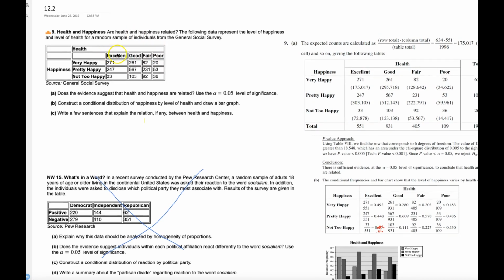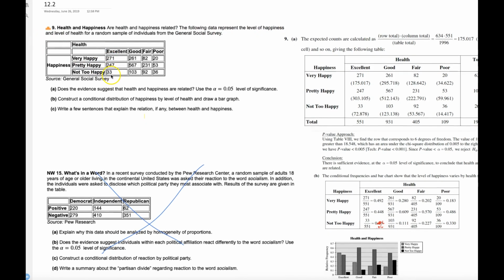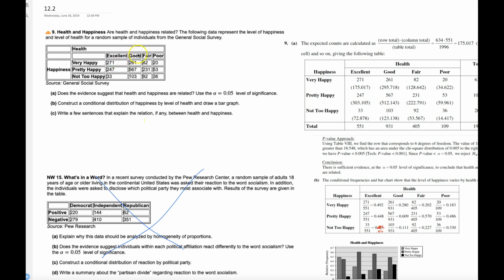And so you can see the following data represents the level of happiness, how happy someone rated their life, based on their health, whether excellent, good, poor, or fair. And so based on this information, we can answer this question: does the evidence suggest that health and happiness are related? So we can run a chi-square test for independence.